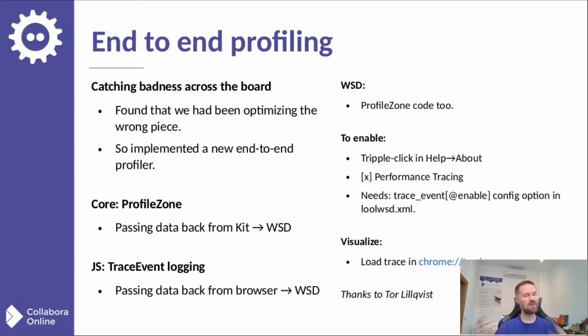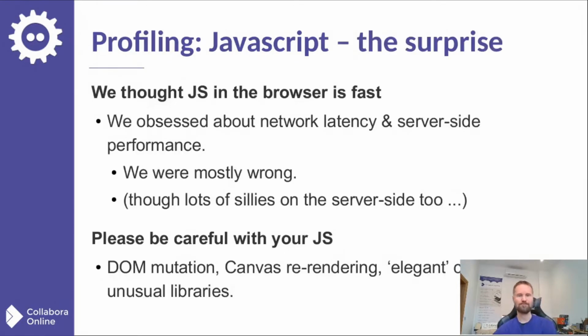We've got some nice built-in profiling now, and we push that back over the WebSocket so that you can get a single piece there. If you triple click in Help About, all sorts of debugging becomes possible. If you've enabled this, you can click Performance Tracing, and you can build a single JSON file you can load in the Chrome tracing. Then you can see events, so a keystroke going through to the web service daemon to the kit, re-render back, pushed into the client, and then shown. And so it's very easy then to help optimize those interactions. And as I say, we were mostly wrong.